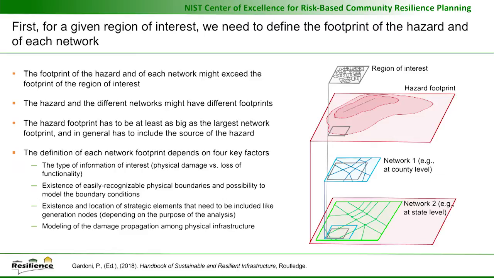The definition of each network footprint depends on 4 key factors: the type of information of interest, whether it's physical damage or loss of functionality, the existence of easily recognizable physical boundaries, and the possibility to model the boundary conditions, the existence and location of strategic elements that need to be included, like generation nodes, and the modeling of the damage propagation among physical infrastructure.